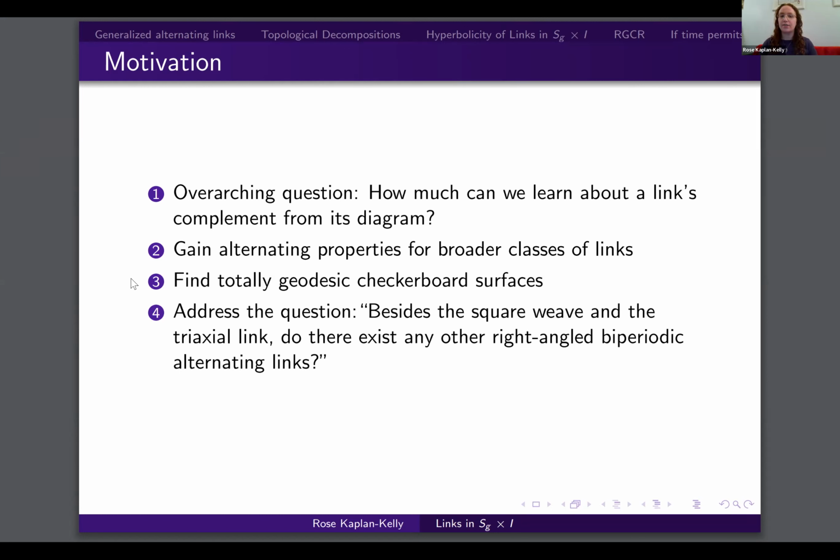Another motivation is finding totally geodesic surfaces in link complements. So we'll talk about that. And also addressing this question, which was posed by Champanerkar, Kofman, and Purcell, who asked if there were links besides two specific links that have a certain right-angled structure when you see them as alternating on a torus in a thickened torus. So we'll be addressing that question.